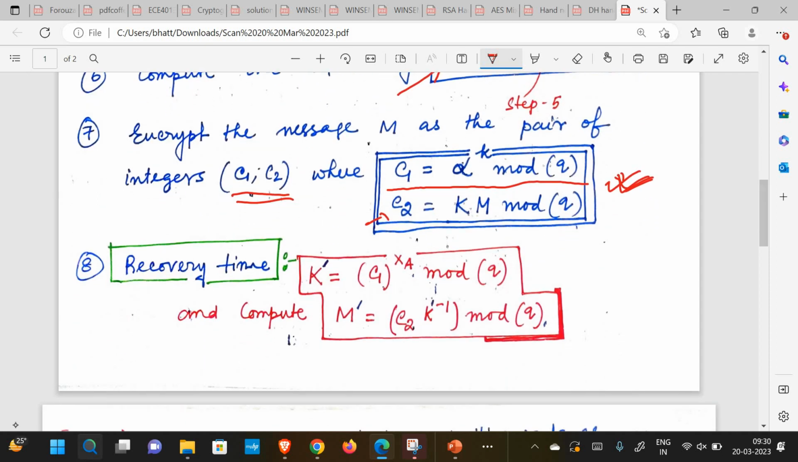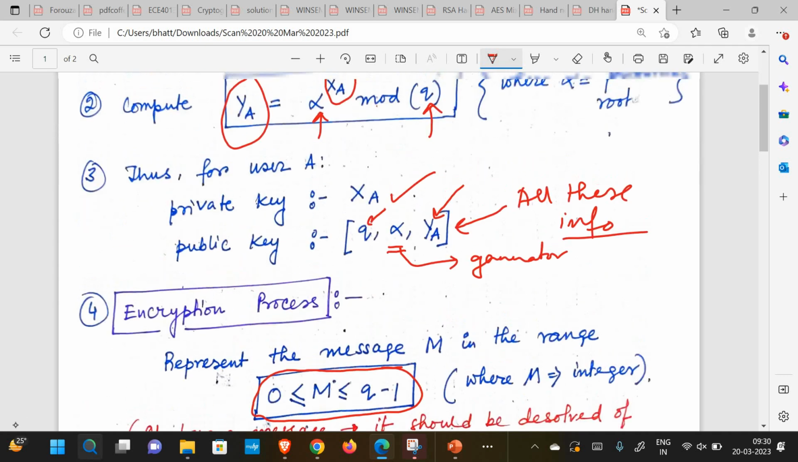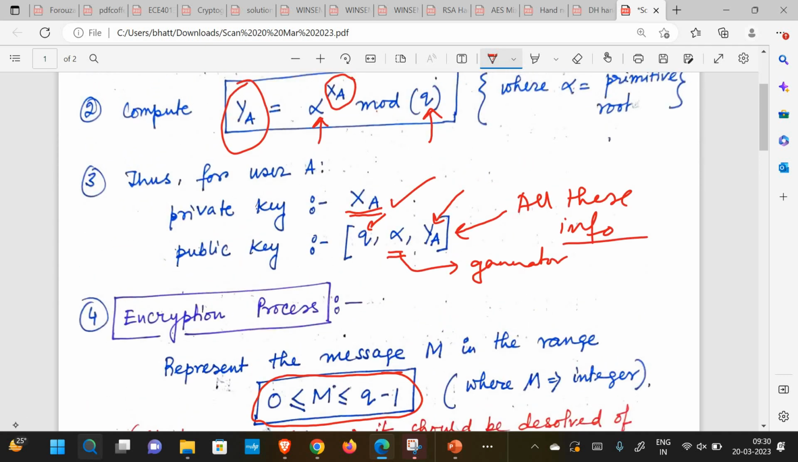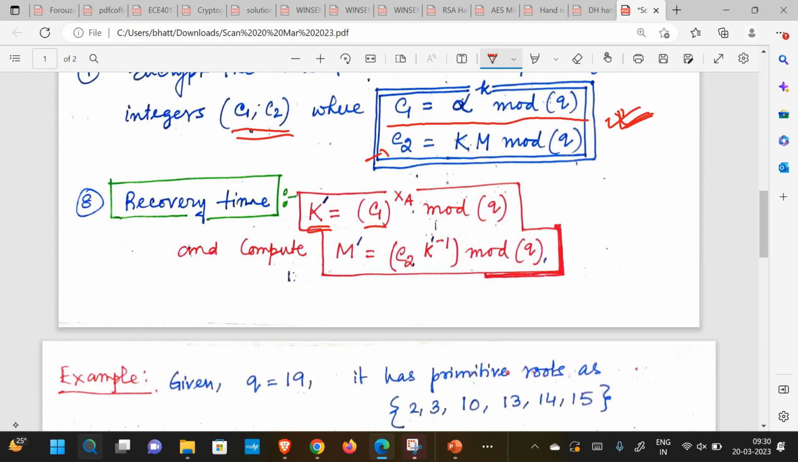We call it the recovery time or the decryption, whatever you call it. So now what will happen? That K prime will be C1 to the power XA. Remember, XA was the private key. So this is at the receiver end. The receiver to whom you have sent the message must have that particular private key. That's the obvious reason for which you are making this cryptographic solution. So definitely you will have the private key over here.